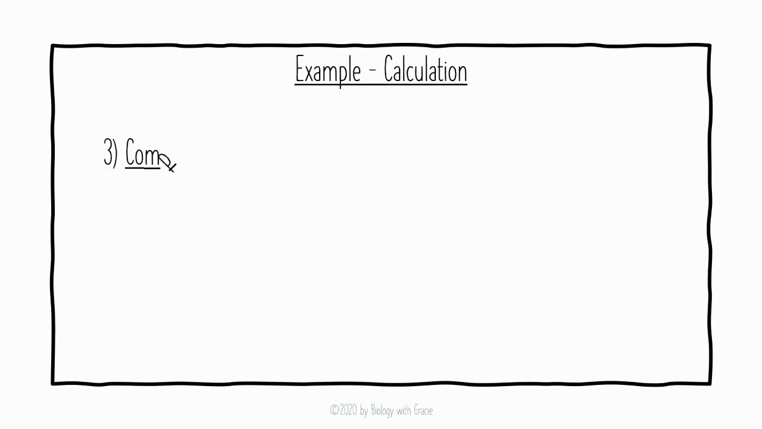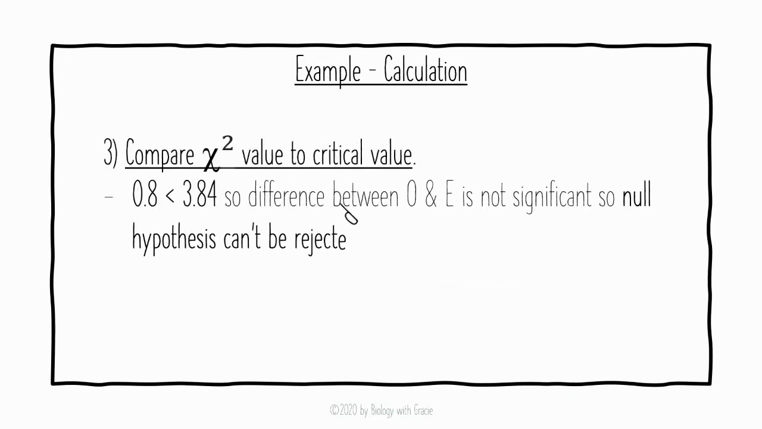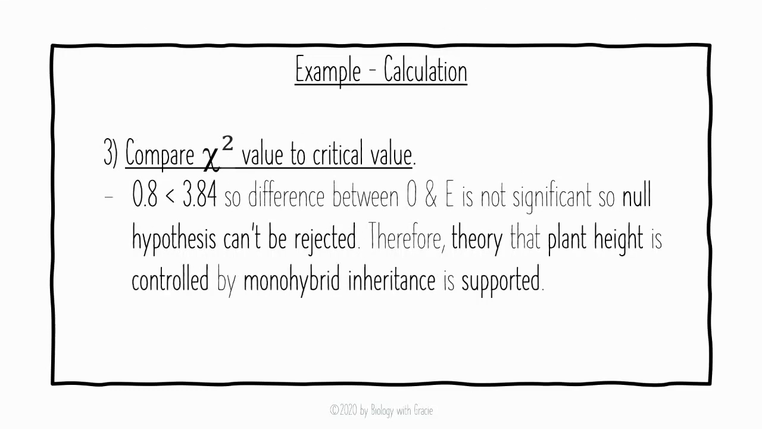So we then need to compare our chi-squared value to the critical value. So if you remember back to our chi-squared value, which was 0.8, so it was 0.2 for our tall plants plus 0.6 for our small plants, which gave us a chi-squared value of 0.8. So 0.8 is smaller than our critical value of 3.84. So therefore the difference between our observed and expected values is not significant. So this means that we cannot reject the null hypothesis. So that means that our theory that plant height is controlled by monohybrid inheritance is supported.